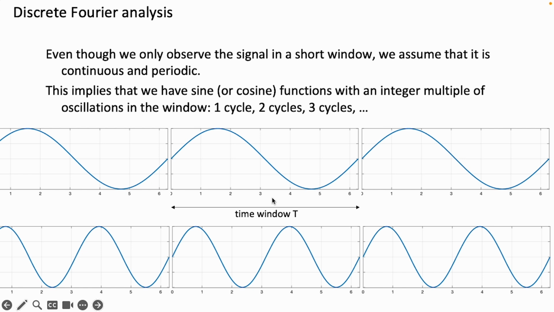Here you see a sine wave with 1 oscillation, here you see a sine wave with 2 oscillations, and you can have an integer number, like 1, 2, 3, 4, 5, but you cannot have 1.5 or 3.7 oscillations, because that would lead to discontinuities over here, and then it's not a continuous signal anymore.